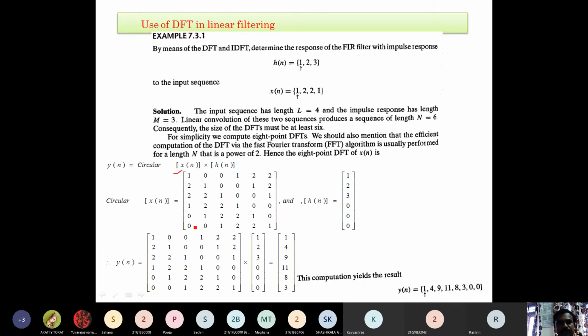So to remove that confusion, the solution is that you need to move from bottom to top. Move the bit from the previous column's bottom to the present column's top, and the remaining bits will be shifted accordingly. Like this you need to shift. Then you are going to get the matrix of the given sequence x of n, and multiply that with h of n. Then you are going to get the actual result, the convolution of x and h, that is y of n, by using DFT in linear filtering.